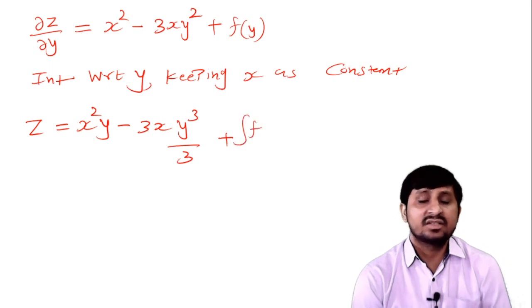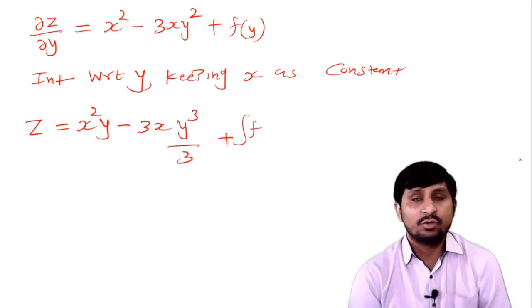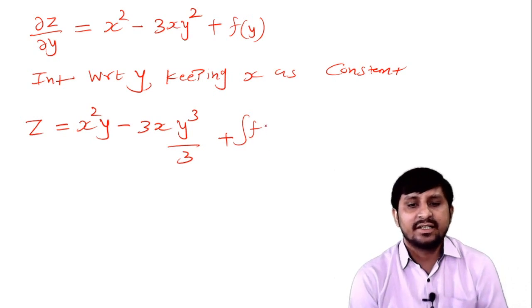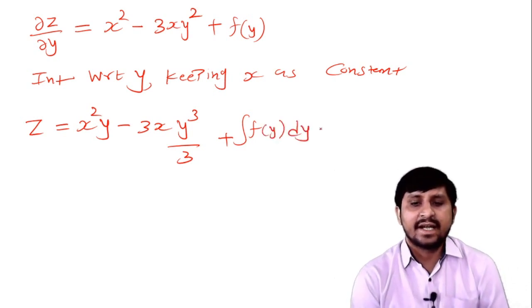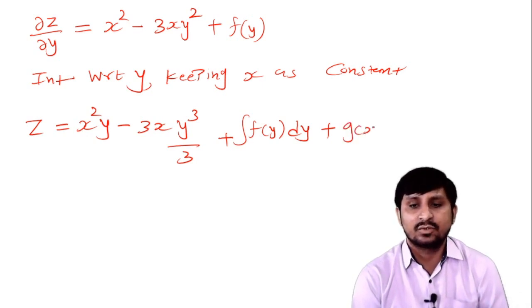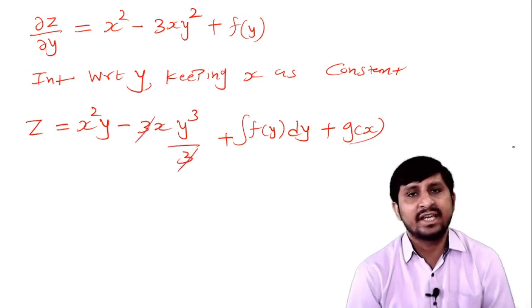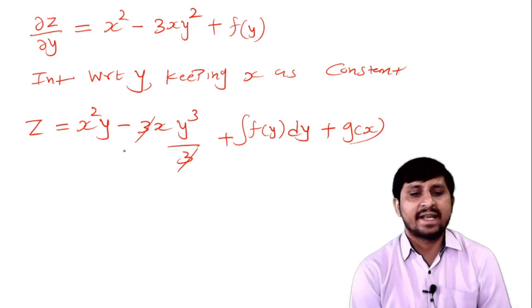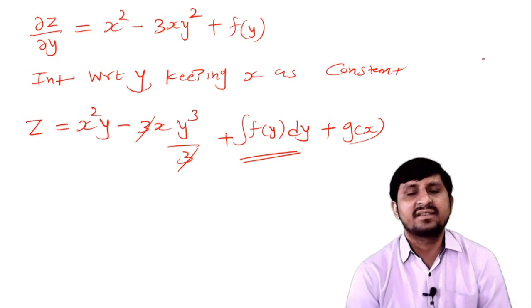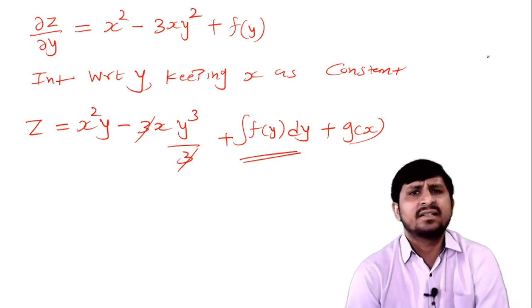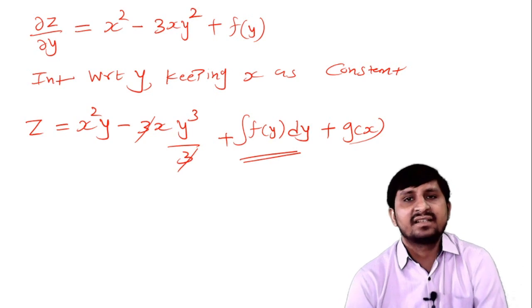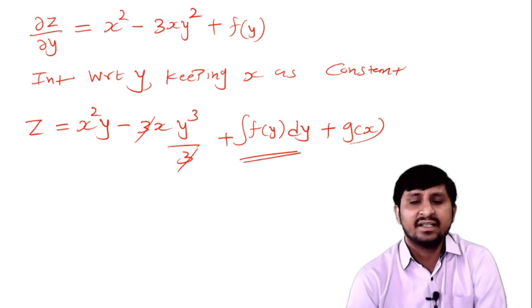Because f of y is an unknown function, we just write the integration of f of y dy, and we have to add some function of x, call it g of x. This 3 will be cancelled out. So very simple: z is equal to x square y minus xy cube plus the integration of f of y dy. Instead of this term you can write capital F of y, where capital F of y is the integration of small f of y dy, plus g of x. So this is your final answer.